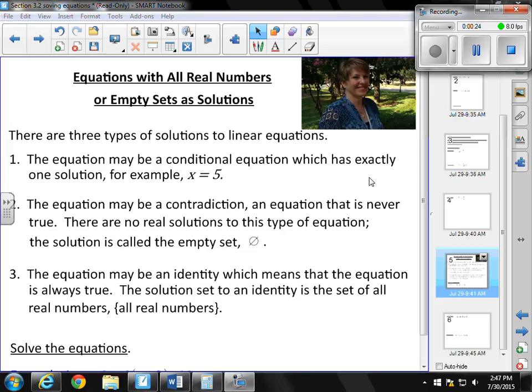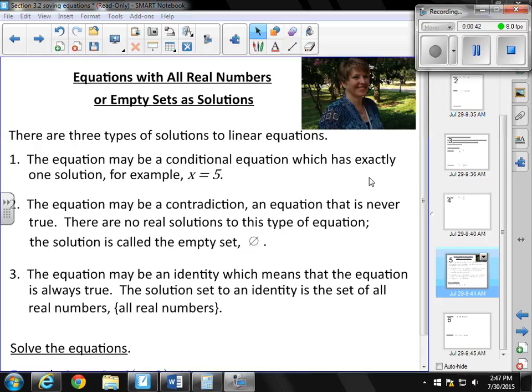What we're going to see today are equations that are called contradictions. A contradiction is an equation that is never true. There are no real solutions to this type of equation, and the solution set is often called the empty set.